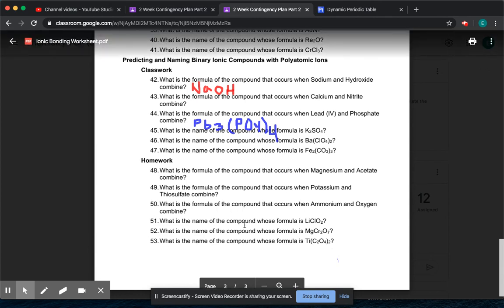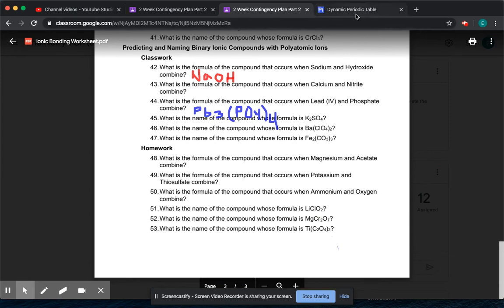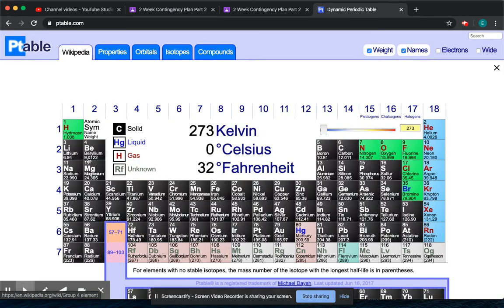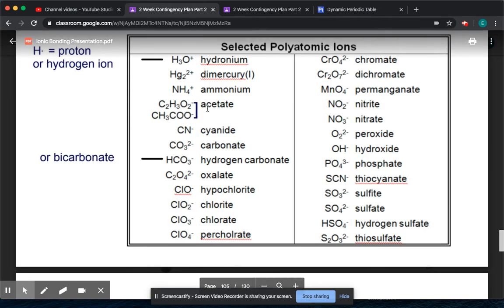Let's do 52. What is the name whose formula is MgCr2O7? Okay, so remember that the metal always comes first. What is Mg? Go to the table. If you don't know what Mg is off the top of your head, Mg is magnesium. So 52, first part of the name would be magnesium. And then for the second part, all you have to do is just go to the table and look up what Cr2O7 is. So this is magnesium, it's the first part. Go to the table. What is Cr2O7?